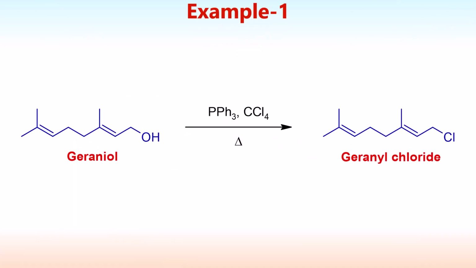Let us now go through a few examples. In this reaction, geraniol is converted into geranyl chloride using carbon tetrachloride and triphenylphosphine. Carbon tetrachloride acts as the source of chloride ions. Since the reactant is a primary alcohol, the reaction proceeds via an SN2 pathway. However, no observable inversion of configuration occurs because the alcoholic carbon is not a stereogenic center.